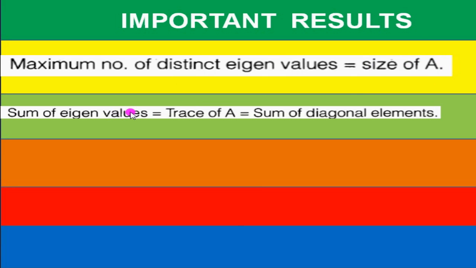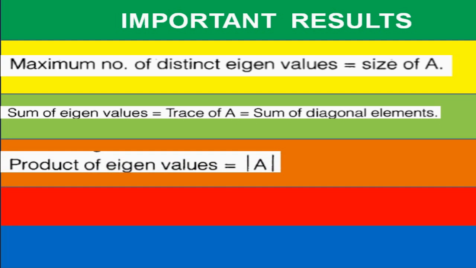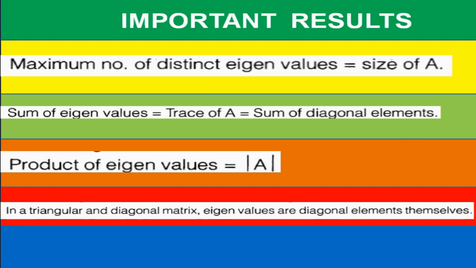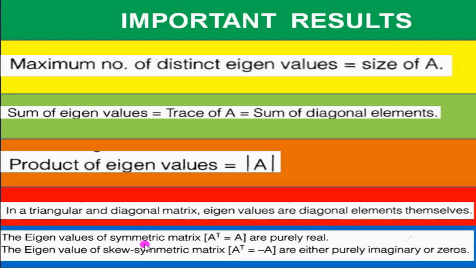Sum of the eigenvalues is equal to the trace of matrix A. Trace is nothing but the sum of the diagonal elements. Trace of A means sum of diagonal elements. Product of eigenvalues is equal to the determinant of the matrix. In any triangular or diagonal matrix, the eigenvalues are the diagonal elements themselves. The eigenvalues of a symmetric matrix, symmetric meaning A and A transpose are the same, are purely real. Eigenvalues of a skew symmetric matrix are either purely imaginary or 0.